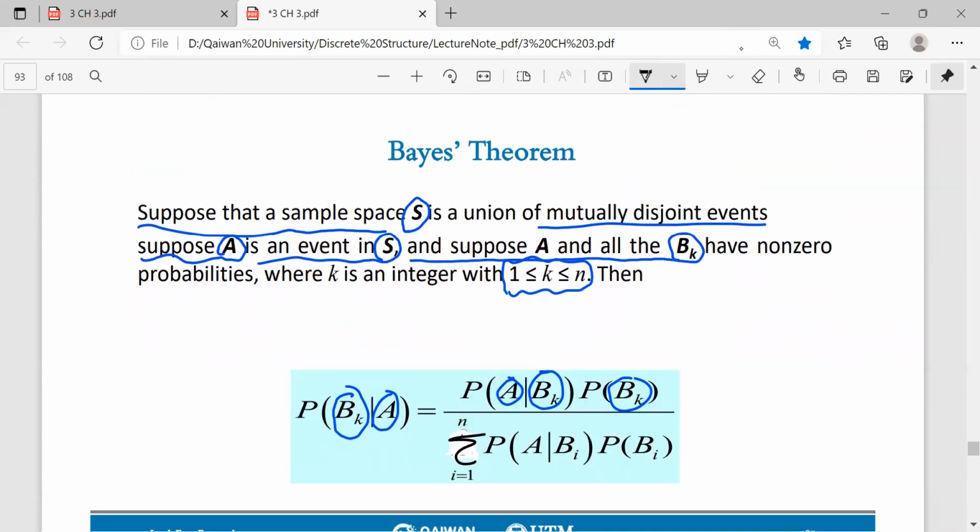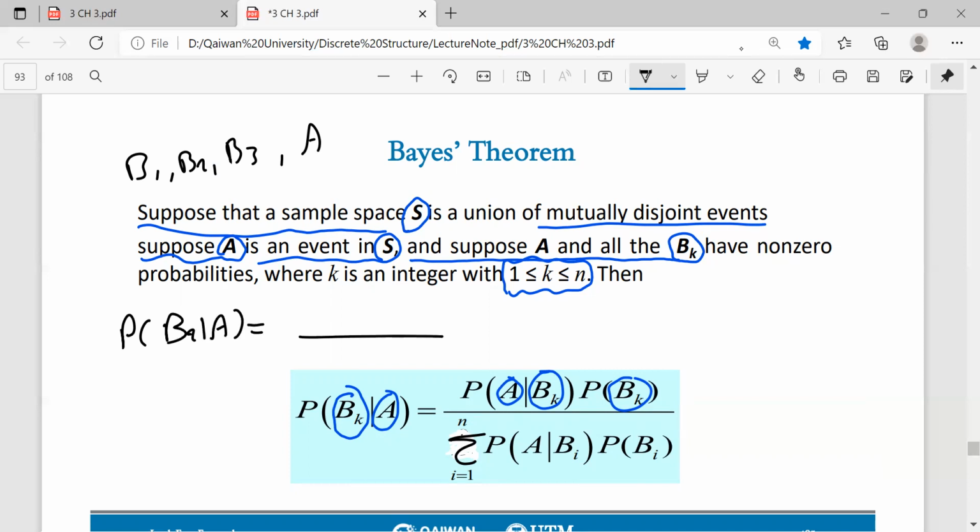Here, I'm going to take an example. If you have, let's say, B1, B2, B3, and also A, we say the probability of, let's say, B2 given A equals the probability of A given B2 times the probability of B2, divided by, here this summation is the sum over all B_i's.